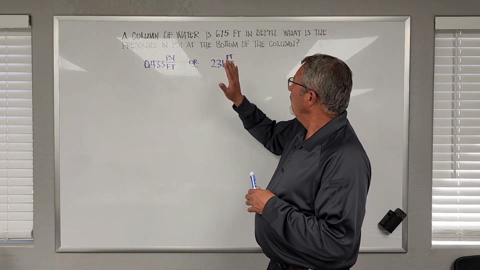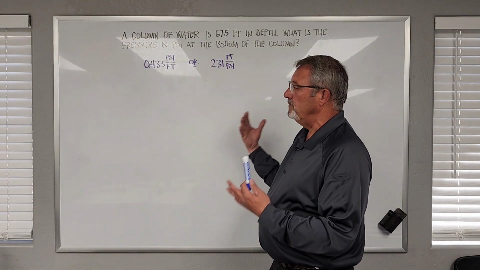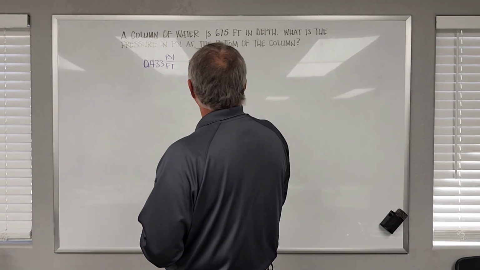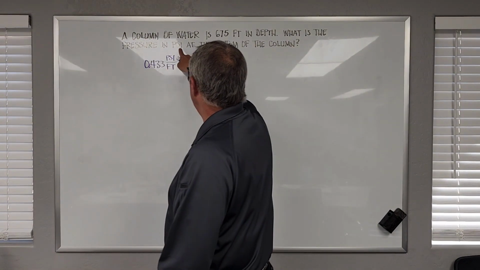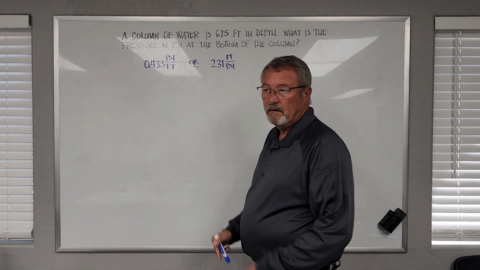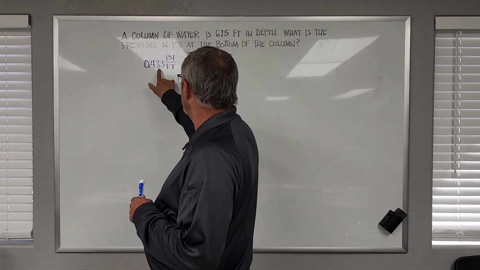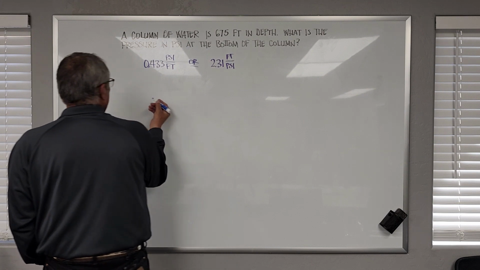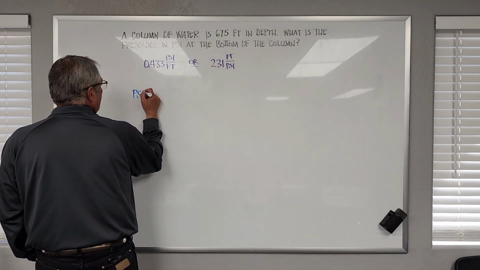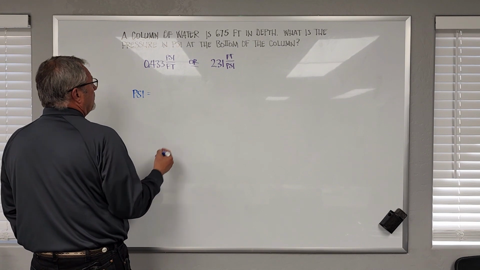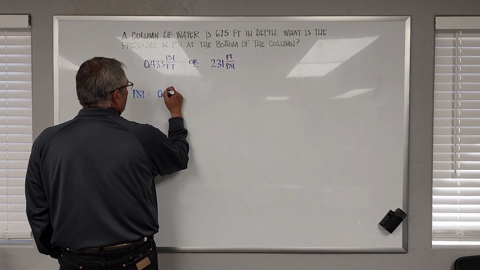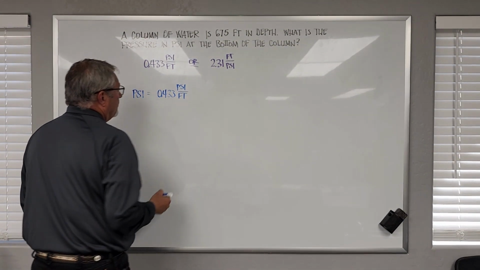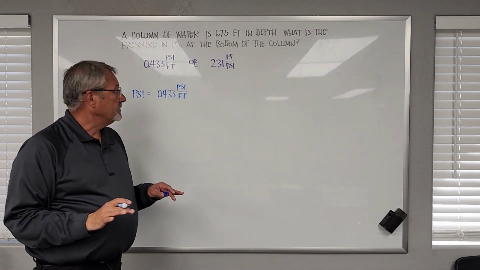So when I read a math question, the first thing I do is ask myself, what is it specifically they want to know? And they'll tell you, what is the pressure in PSI at the bottom of the column? So using these conversion factors, I'm going to pick one and figure that out. So I need PSI equals 0.433 PSI per foot.